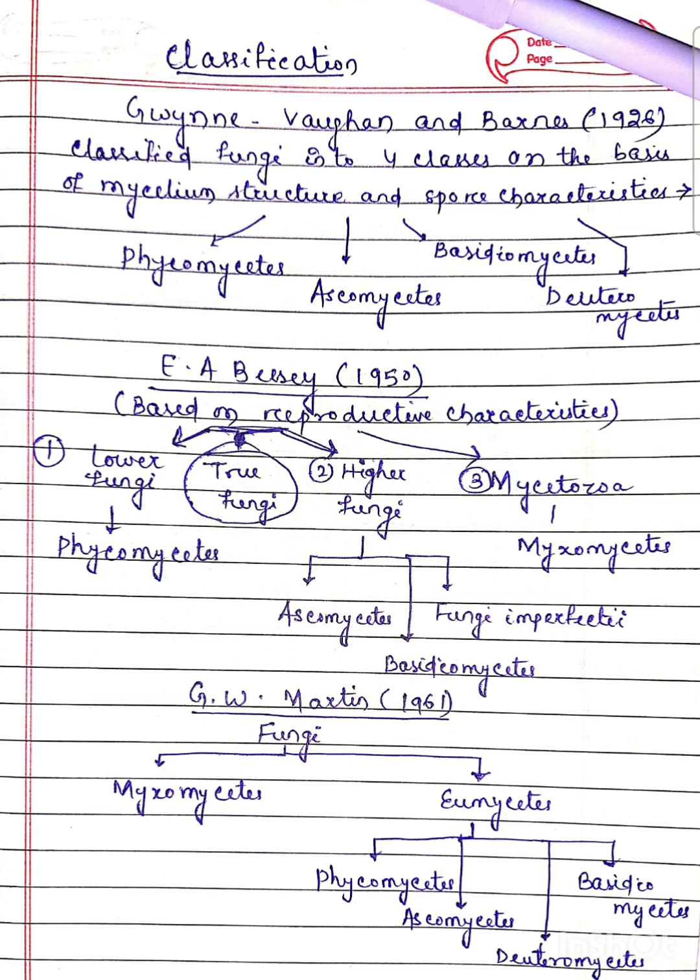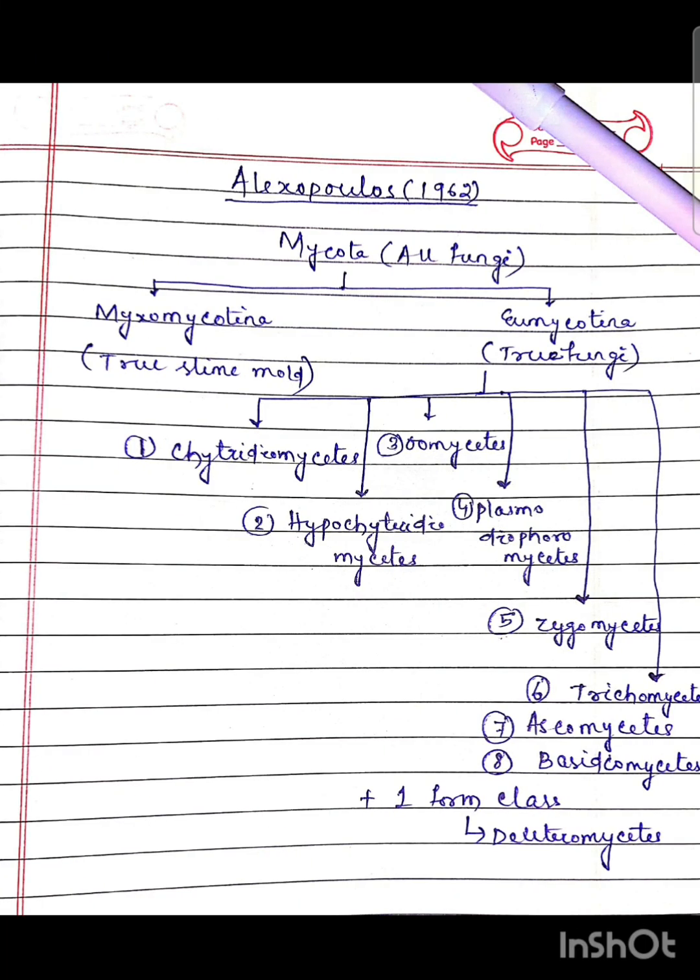Under lower fungi, Phycomycetes is present. Then under higher fungi, Ascomycetes, Basidiomycetes, fungi imperfecti are present. Under Mycetozoa, Myxomycetes is present. Then G. W. Martin in 1961 classified fungi into two groups, Myxomycetes and Eumycetes. Under Eumycetes, Phycomycetes, Ascomycetes, Deuteromycetes and Basidiomycetes are present. Then Alexopoulos in 1962 classified all fungi.